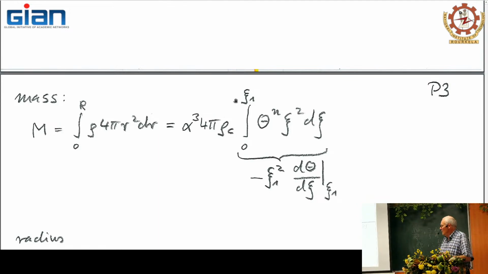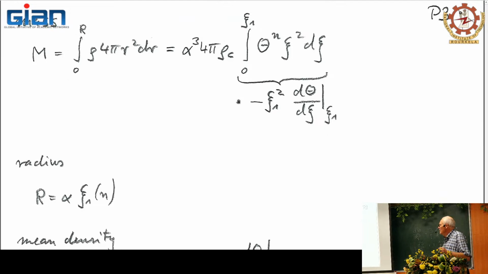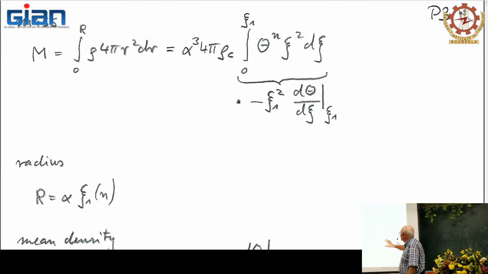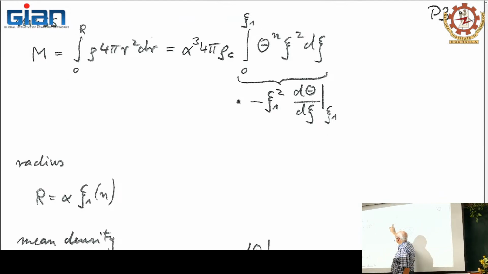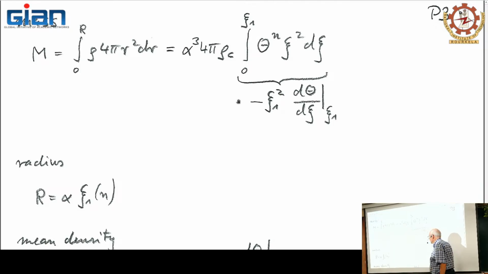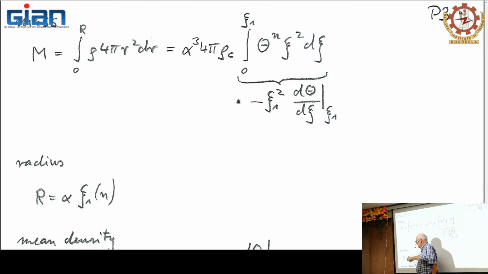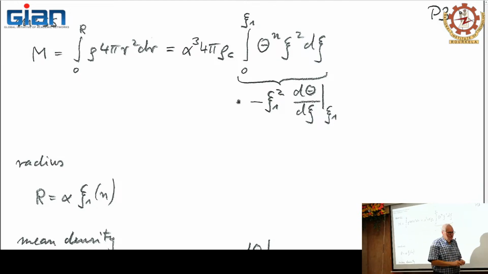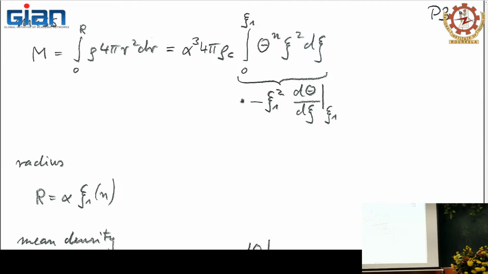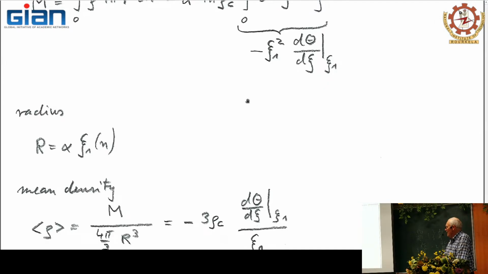So we may express it in terms of some dimensional quantity: alpha cubed times 4 pi times the central density. The radius of our star is the normalization of the radius times the first zero of the solution, the function psi1 of n.